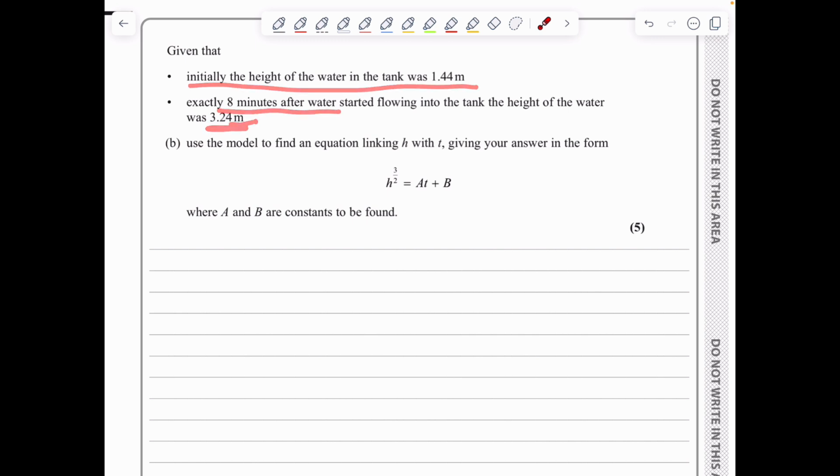Now we're given that initially the height was 1.44 meters, and 8 minutes later it is 3.24 meters, and we need to find an equation of the form here to connect h with t. So we have already established that dh/dt is lambda over root h, so this means I can separate the variables. I've got h to the half dh is equal to lambda dt, and I'm integrating both sides. So I've got h to the 3 over 2 divided by 3 over 2. So I increase the power by 1 and divide by the new power, equal to lambda t plus c.